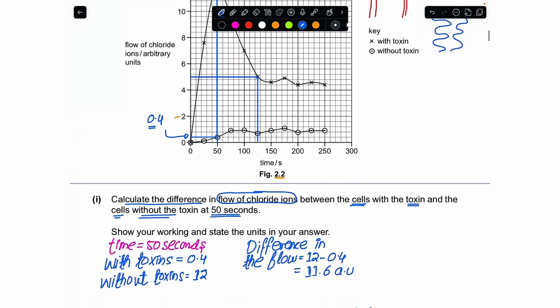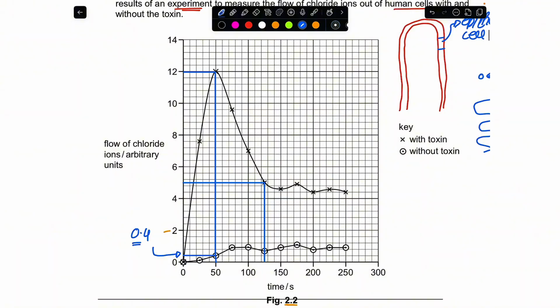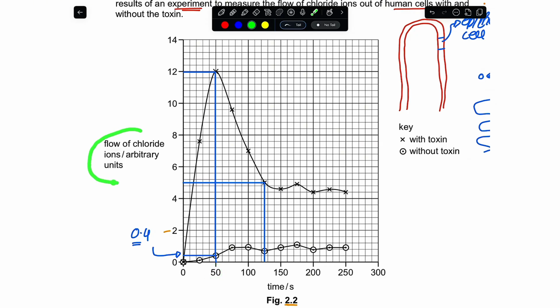What we need to do at this point is come to the graph and look for the 50 seconds. So here you see that I have got this 50 seconds. Now here we have the flow of the chloride, and we need to calculate the difference in the flow of the chloride ions.